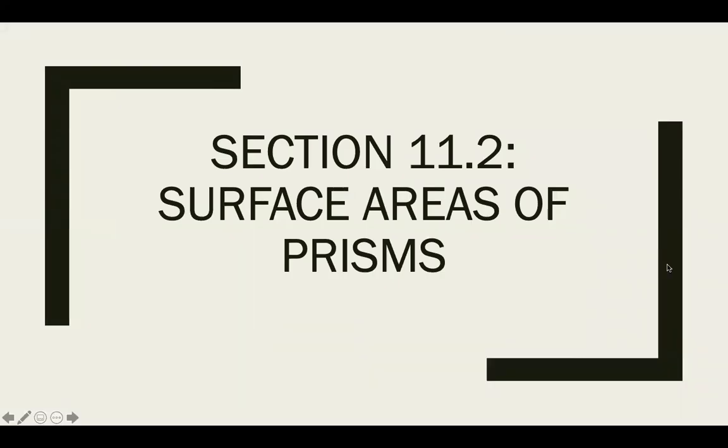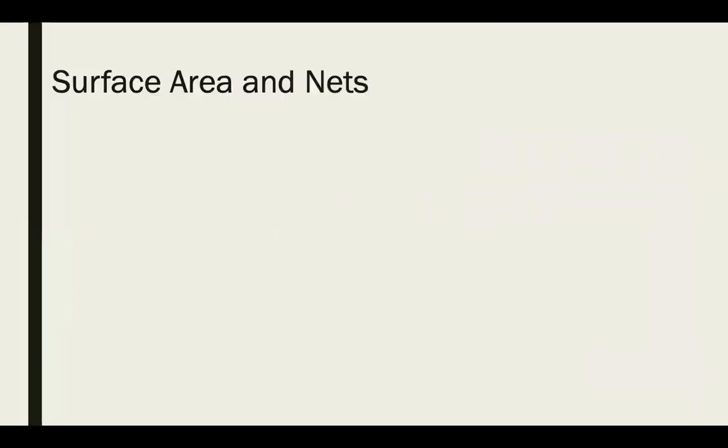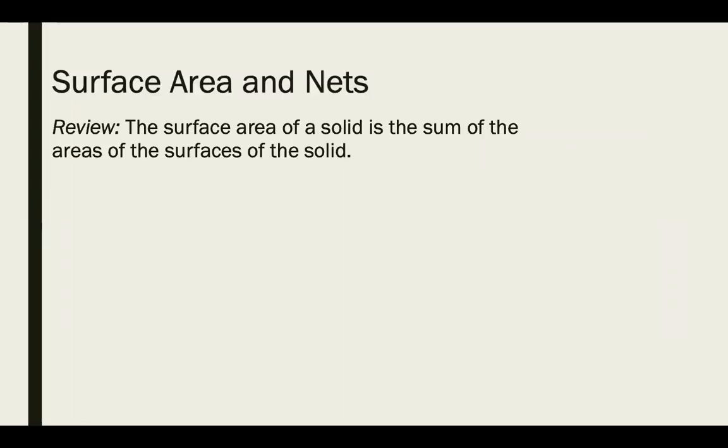All right, it is time to talk about how to find the surface area of different solids, and we are going to start with prisms. So first, just a reminder, we talked about this in one of the earlier videos this chapter, but the surface area of a solid is just the sum of the areas of the surfaces of the solid, meaning we've got a bunch of sides, we find the area of each side and we add them together.